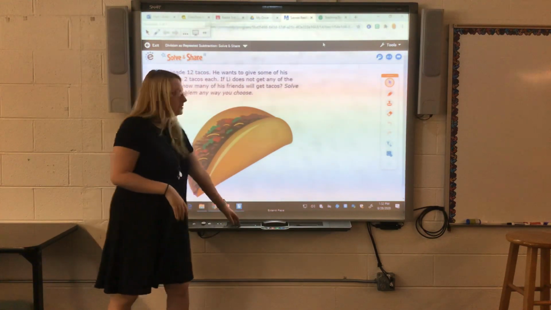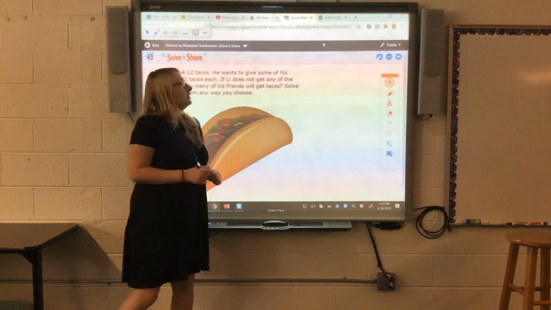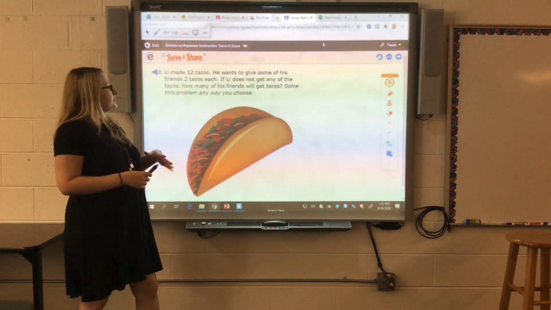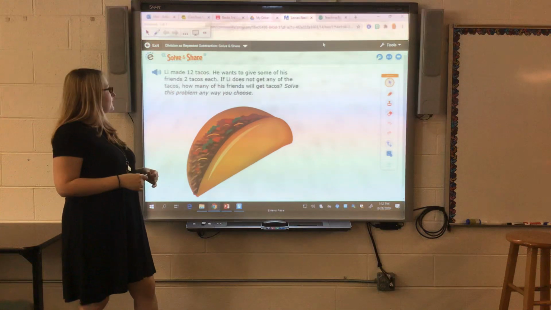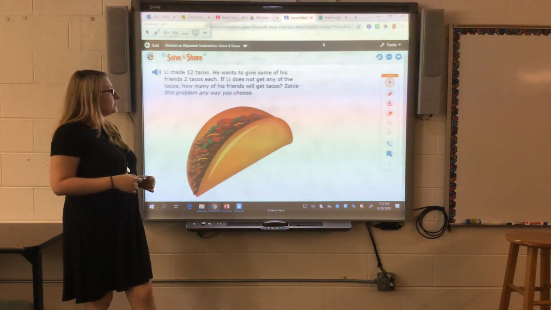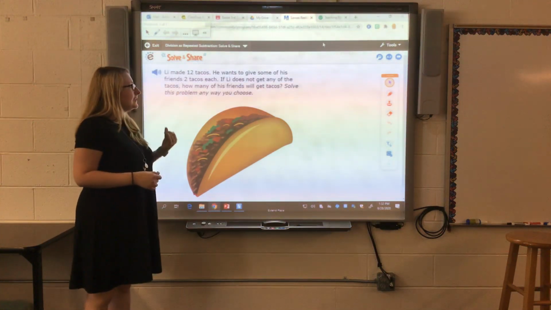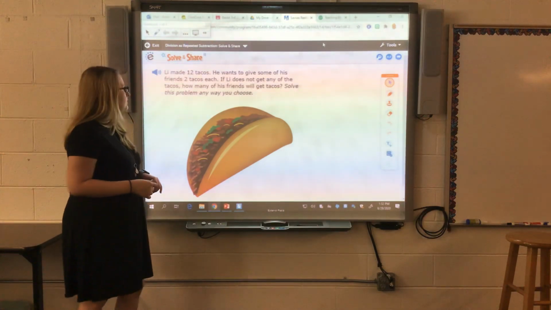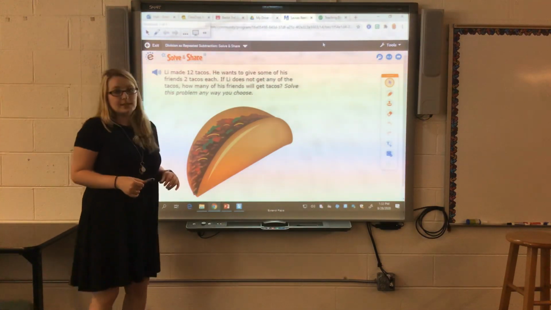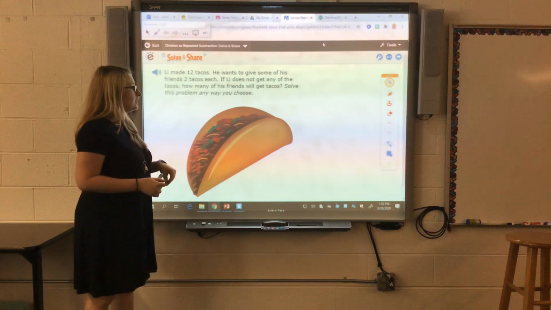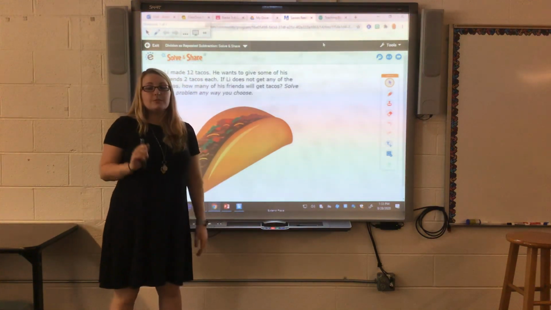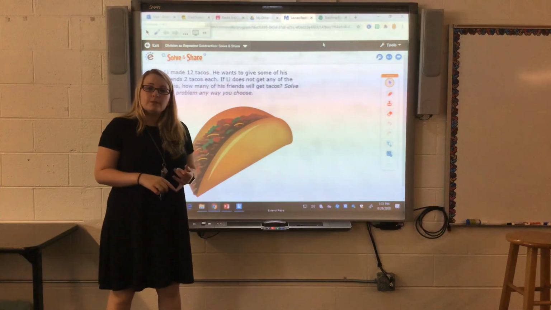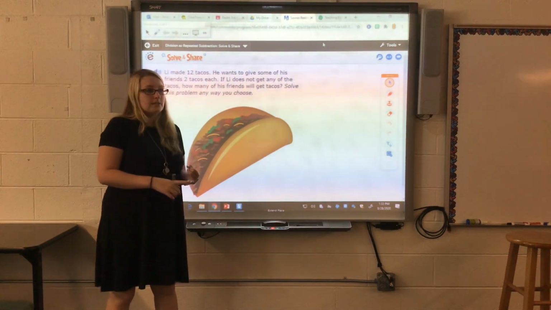So we're going to start with our solve and share. Our story problem says, Lee made 12 tacos. He wants to give some of his friends 2 tacos each. If Lee does not get any of the tacos, how many of his friends will get tacos? And it says that we can solve it in any way that we choose. So remember, the first thing we do is underline the important information and circle the question.